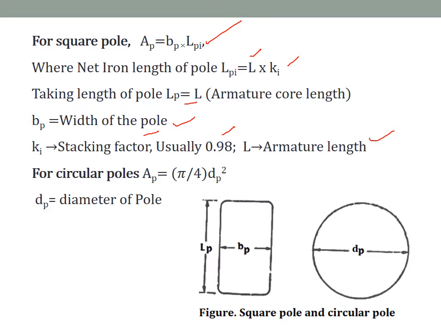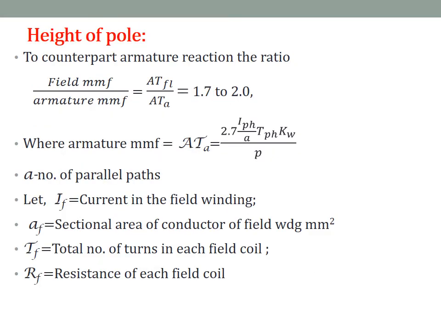Here dp is the diameter of the pole. This is the square pole, bp into Lp, the area for square pole. So now, once you find out width and length, we'll find out height of the pole.